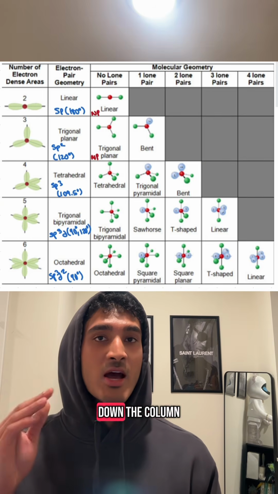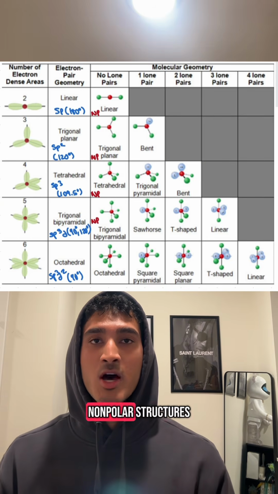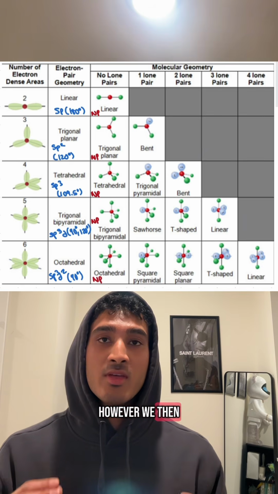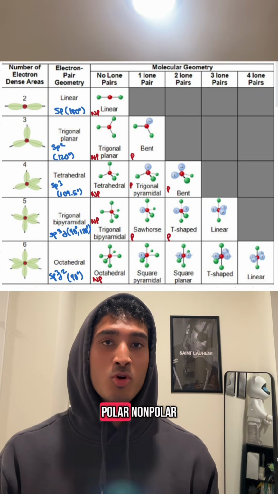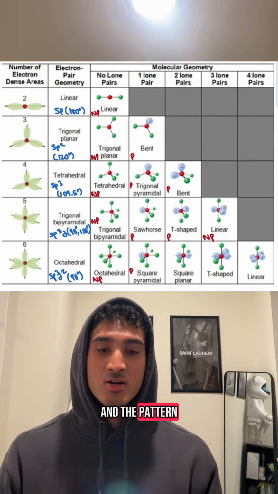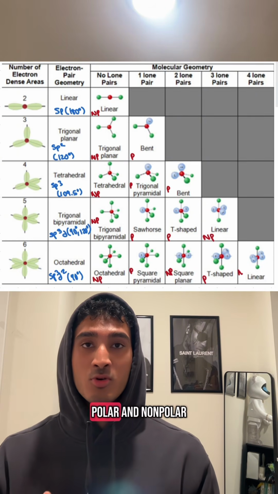So first, going down the column with 0 lone pairs, we have all nonpolar structures. However, we then get polar, which is a bent, polar, polar, polar, polar, nonpolar, and then the pattern: nonpolar, polar, nonpolar, polar, and nonpolar.